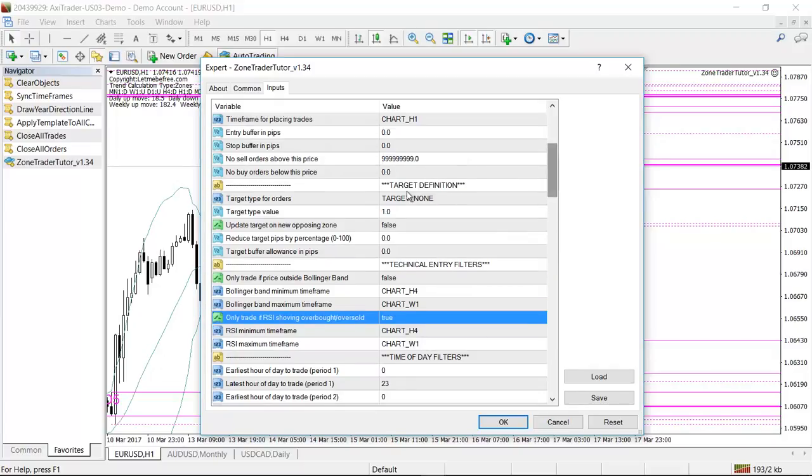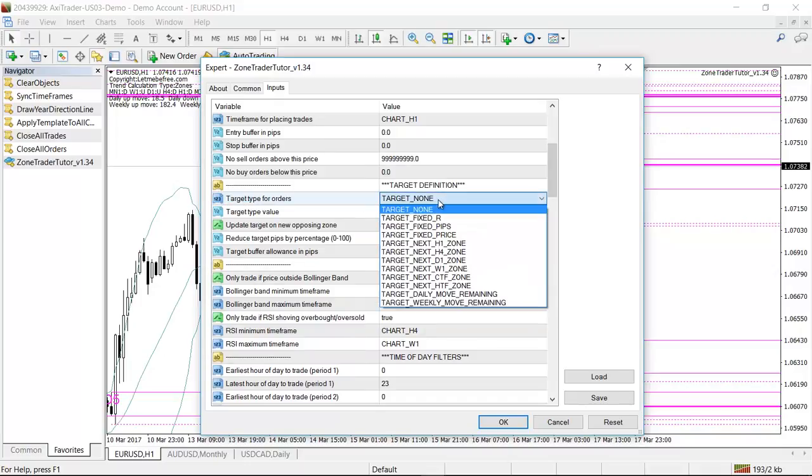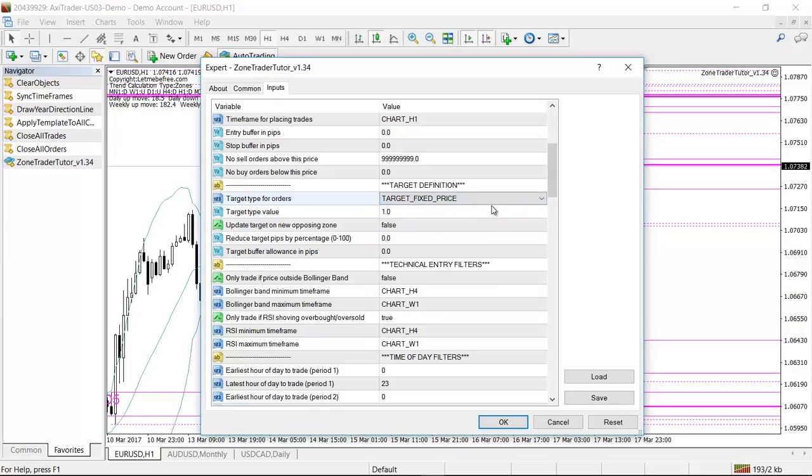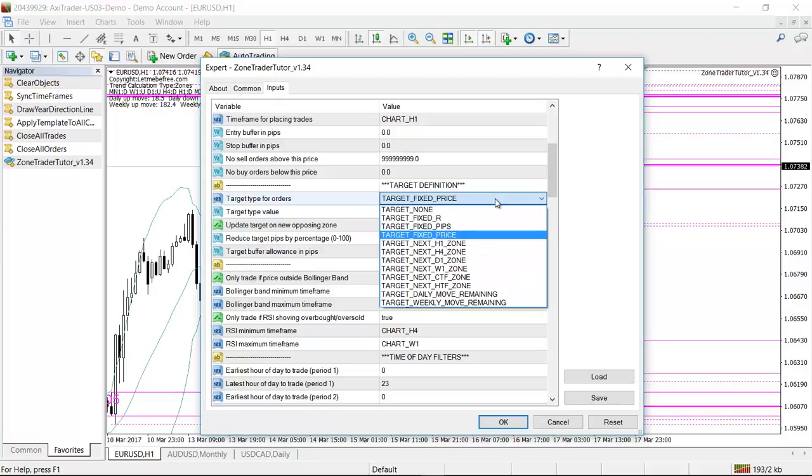We can have a whole range of different targets. So at the moment we've got no target set, target none, but we could set a fixed number R, where R is the distance between our entry and our stop. We could just have a set number of pips. You might think 50 pips per day is good. You may even just have a fixed price target. Maybe you're just looking at one particular zone that you're trying to trade against, and you want to go to bed and just wait and let it touch that zone, and if it does, then you're into a trade based on that.